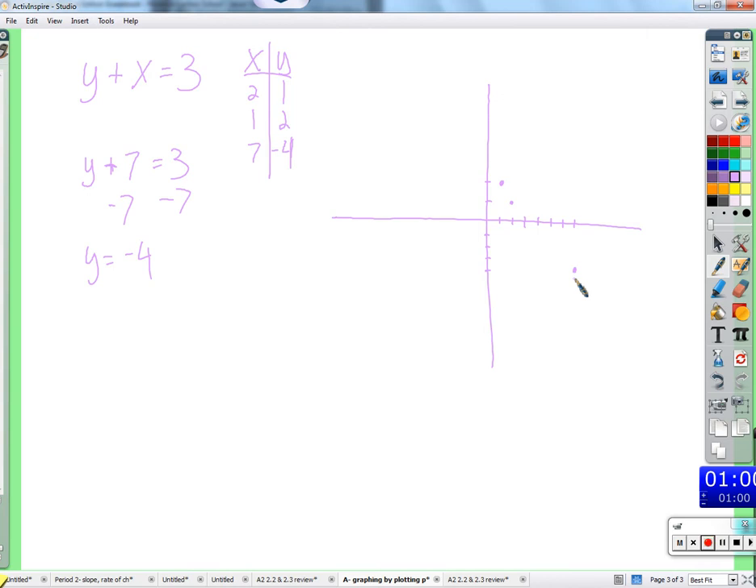If I feel like I don't know what this graph looks like, I kind of get an idea here, but I want to see, when I come over here, is it going to curve? Is it going to keep going this way? I just need to choose an input that's over there. Over here would be negative x's, like maybe 1, 2, 3, 4, 5, 6, 7, negative 7. So y plus negative 7 is 3. Add 7, y equals 10. So 10.